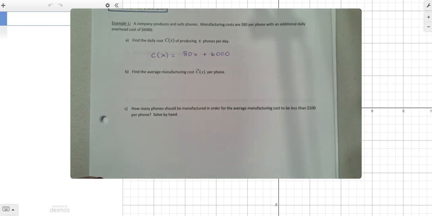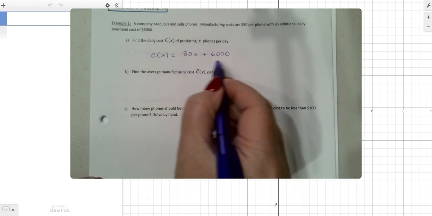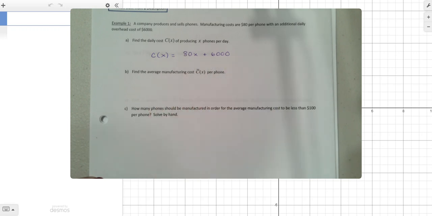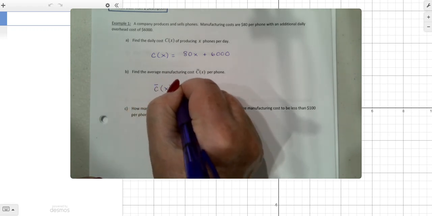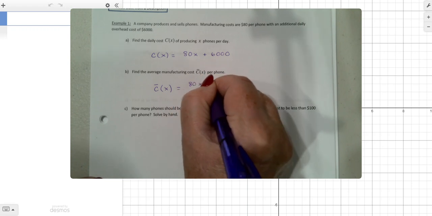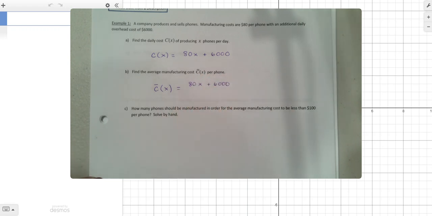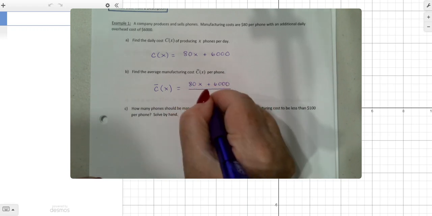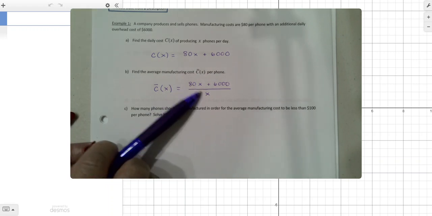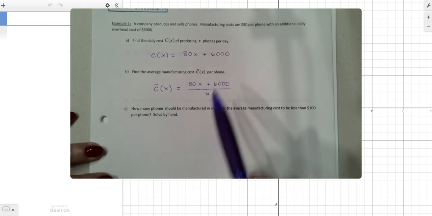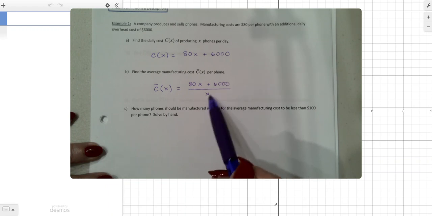All right, I now want to know the average manufacturing cost per phone. So this is my overall cost. I'm going to split that up amongst the x phones I make. And so my average C bar of x is my total cost, 80x plus 6,000, divided up amongst the x phones. Notice if you think about it, there's the $80 per phone, right? And there's the 6,000 divided up by the x phones.